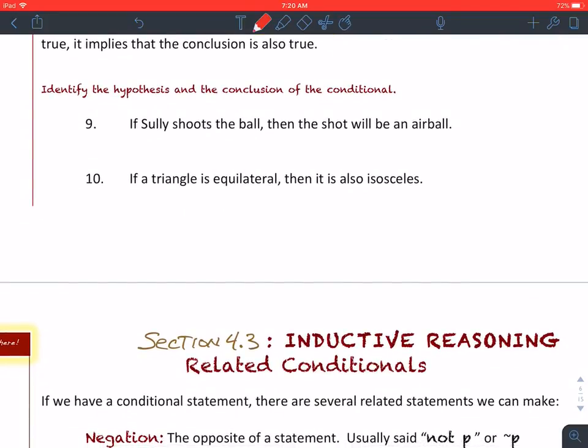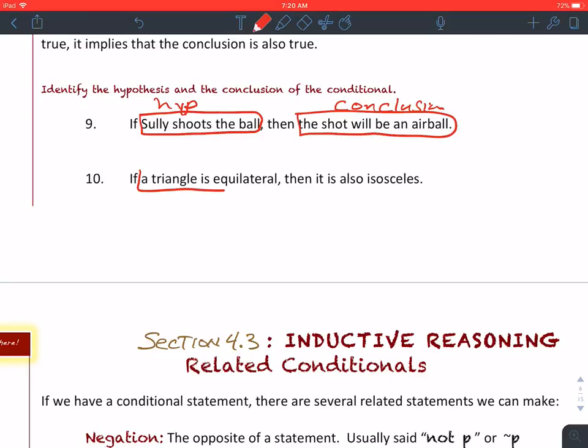Number 9, identify the hypothesis and conclusion of the conditional. If Solly shoots the ball, then the shot will be an air ball. Solly shoots the ball is the hypothesis. The shot will be an air ball is the conclusion. Number 10, if a triangle is equilateral, hypothesis comes after the if, then it is also isosceles. Never include the words if or then in the hypothesis or the conclusion.